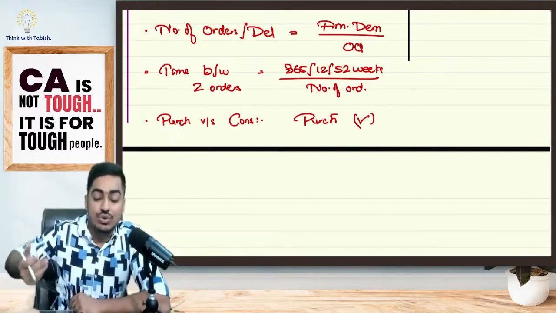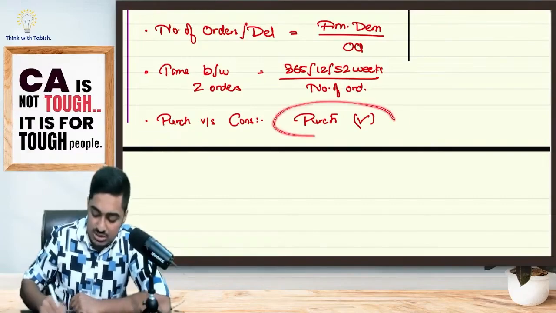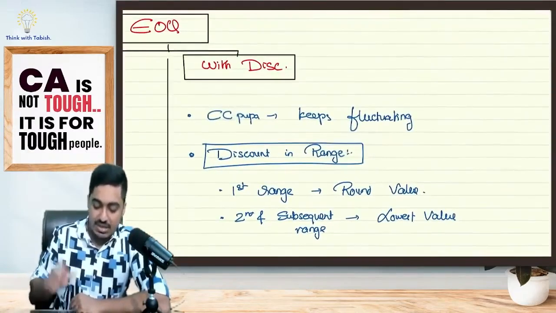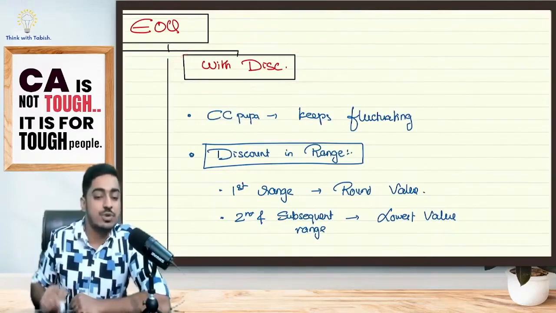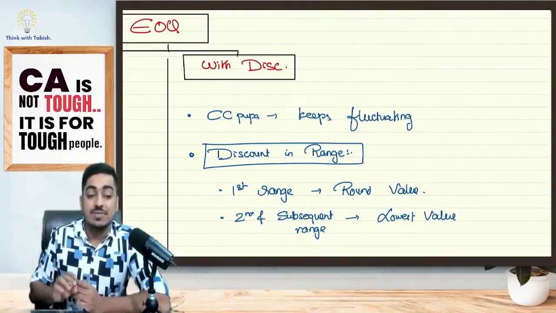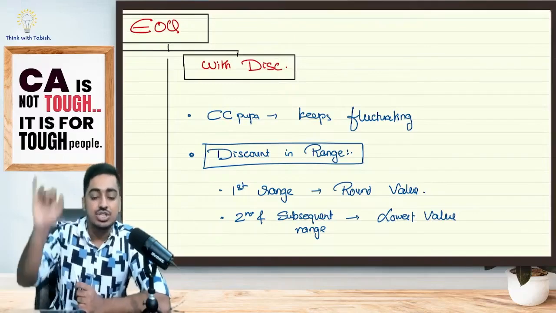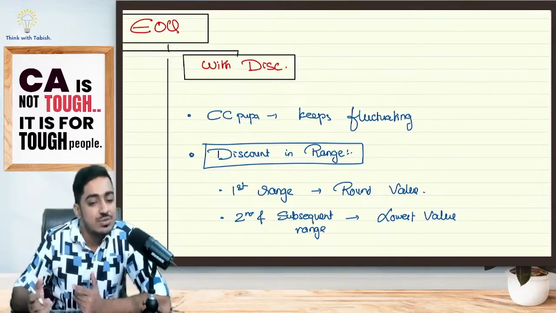I have told EOQ, I am considering how much quantity should I purchase. That means I should always be considering the quantity purchased. Is this clear, everyone? Then we told if discount is involved, 2 points I have to keep in mind. First one, carrying cost per unit per annum is given as a percentage of purchase price. So if my purchase price is fluctuating, carrying cost per unit per annum will also keep fluctuating.